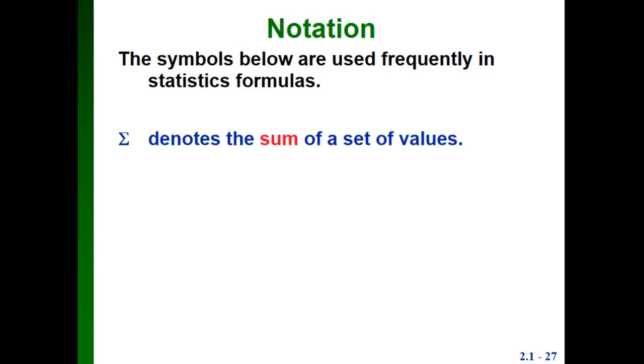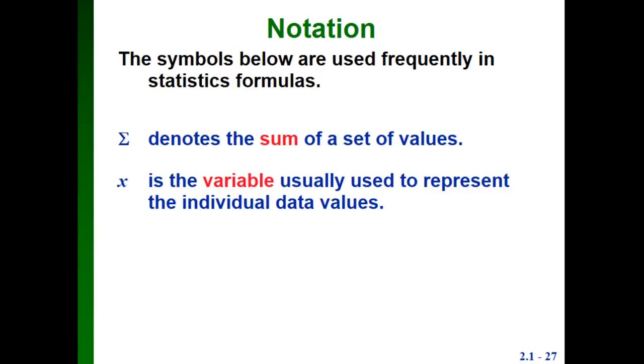Now I'm going to show you some formulas. For the most part, we're not going to use these formulas because we'll either be using a calculator to calculate these values, or we'll be using some statistical software like StatCrunch. But it's good to know what the symbols in the formulas mean. So here's the first one. This is a Greek capital S, so it's called a sigma. It denotes the sum of a set of values. So that just says to add things up.